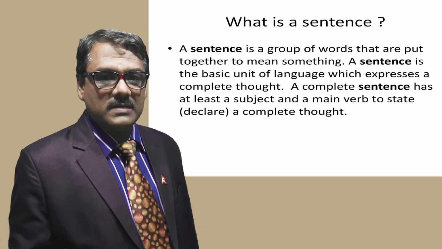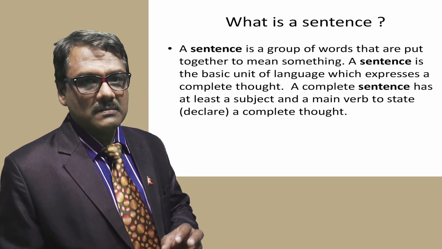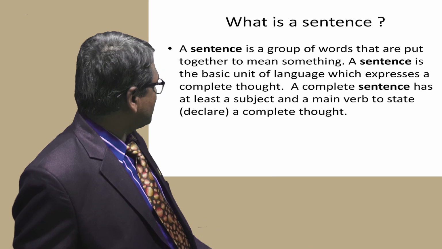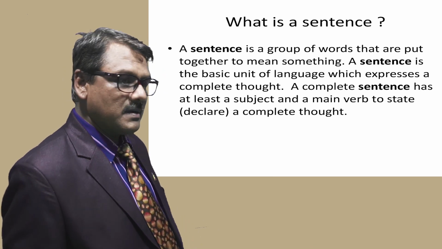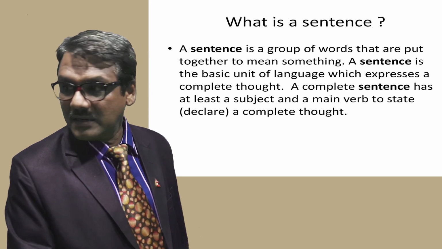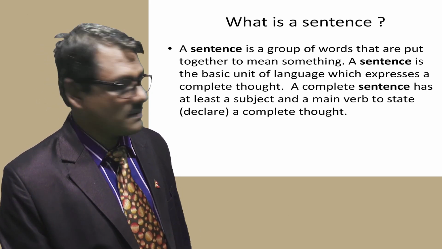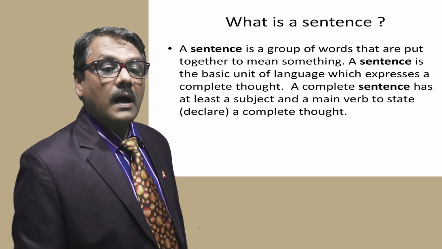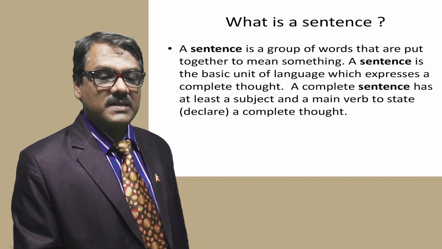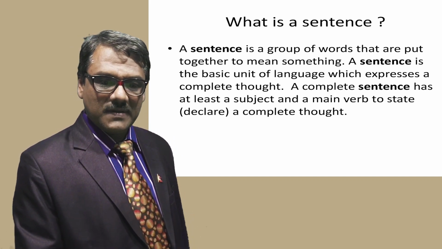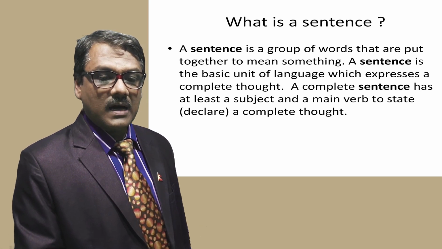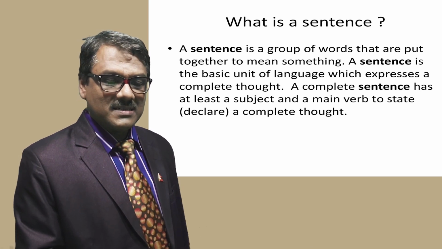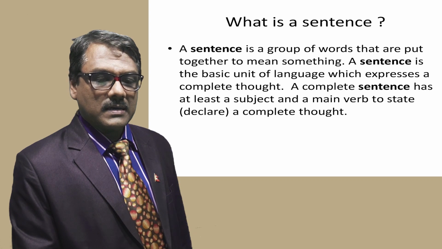For your convenience, I have made it in written form. Look at this. I think you can read it. I think it is clear to you all, isn't it? Can all of you see this? Okay, let me read it for your convenience. A sentence is a group of words that are put together to mean something. A sentence is the basic unit of language which expresses a complete thought. A complete sentence has at least a subject and the main verb to state a complete thought.